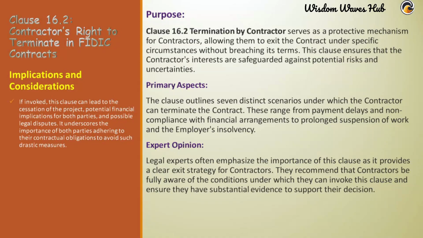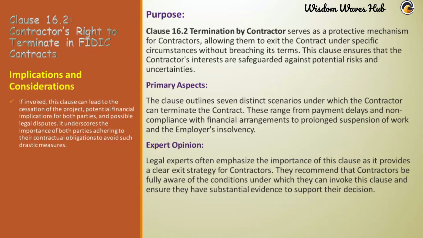Subclause 16.1 Contractor's entitlement to suspend work. If the contractor has given notice under this clause due to the employer's failure to comply with subclause 2.4 employer's financial arrangements, and does not receive reasonable evidence within 42 days, the contractor can terminate the contract. This ensures that the contractor is not bound to continue work if there are doubts about the employer's financial capability.